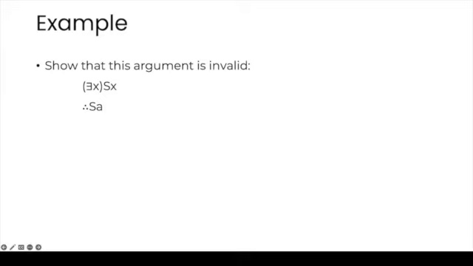Let's do an example. Show that this argument is invalid. There is an x such that Sx, therefore Sa. You can see why this argument is invalid. Let's suppose that Sx is the predicate x is snoring. Then the argument is someone is snoring, therefore Al is snoring. If all you know is that someone is snoring, then you can't legitimately infer that it is Al that is snoring. You simply don't have enough information to reach that conclusion.